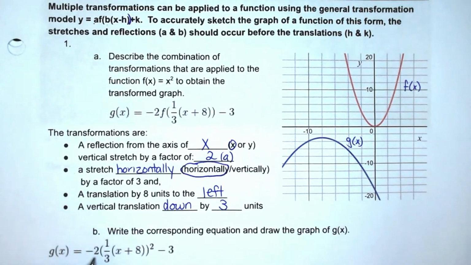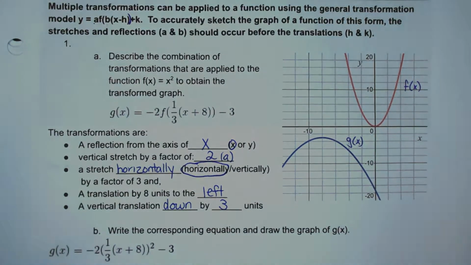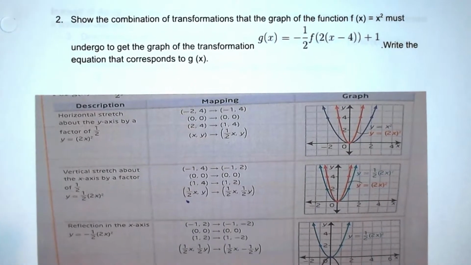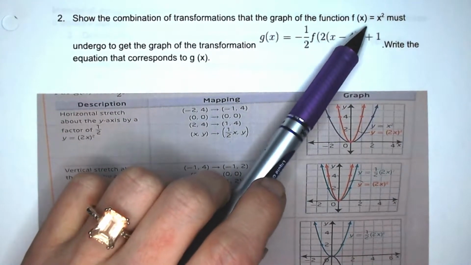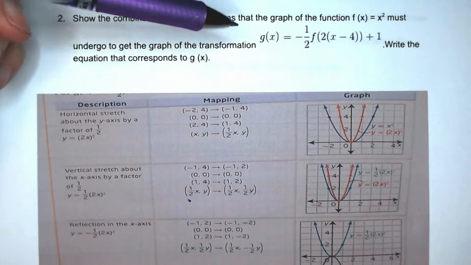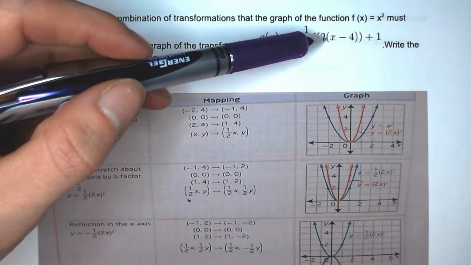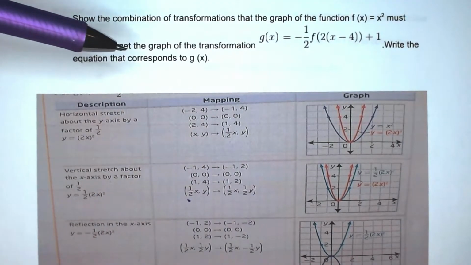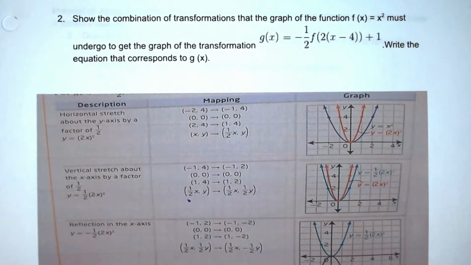Negative 2, 1/3 stretch, move left 8, and down 3. So this example just breaks it down into steps, showing exactly what's happening to the function f of x equals x squared. For us to get to this function here, negative 1/2 f of 2 times (x minus 4) plus 1, we're using mapping points in this situation to see how x and y change.